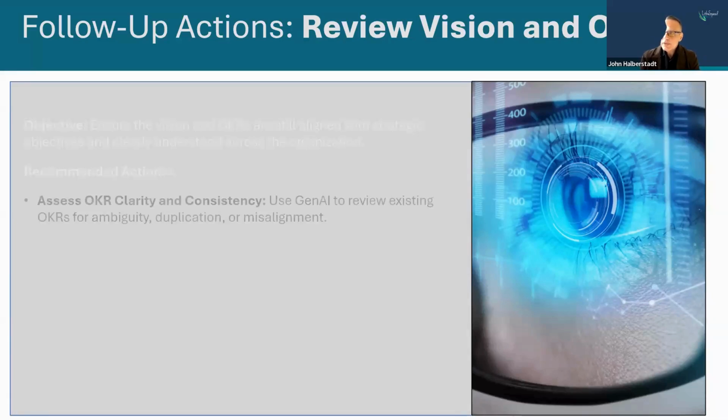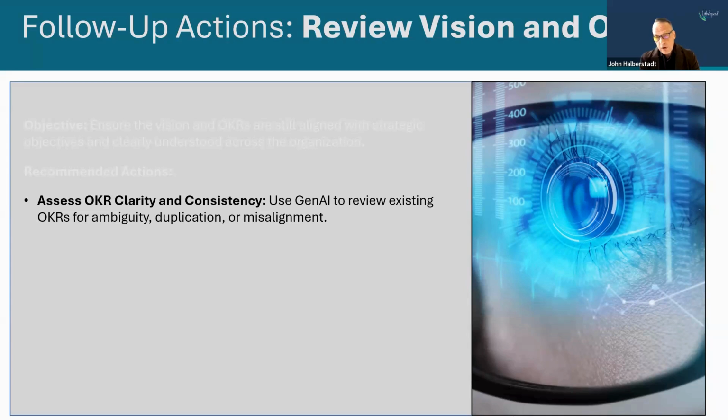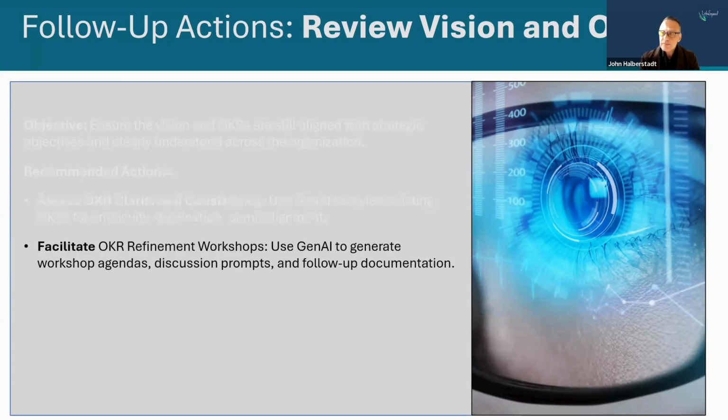So here are some things that we can do with generative AI support. Assess the OKRs for clarity and consistency. So review those existing OKRs for ambiguity, duplication, or misalignment, especially as cross-referenced with other information that you're getting in those first 30 days. Facilitate OKR refinement workshops.